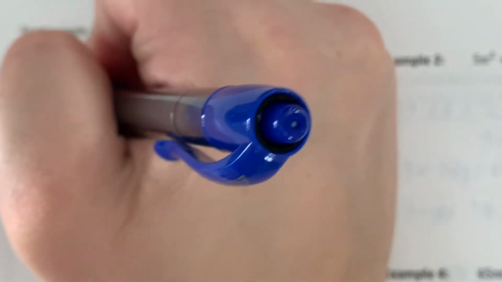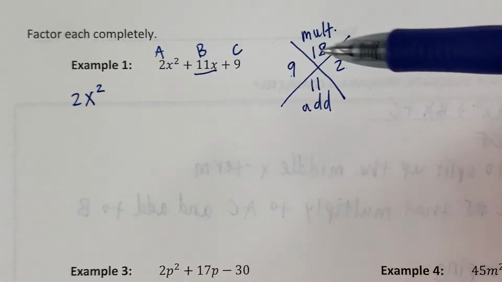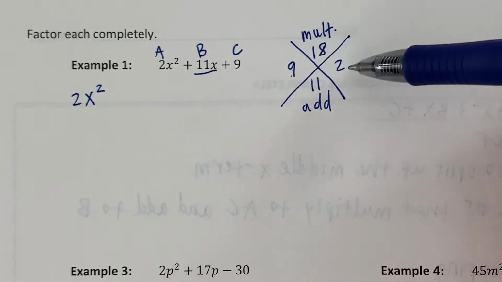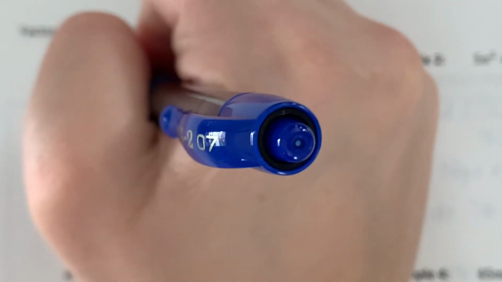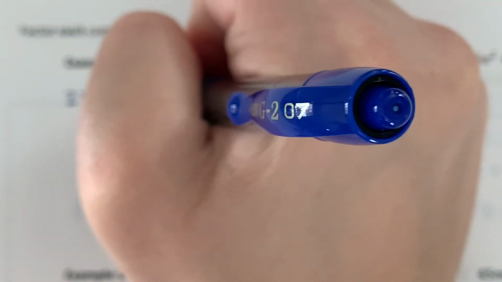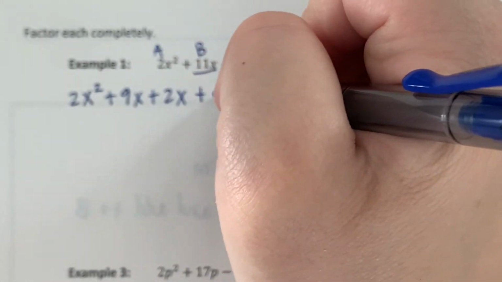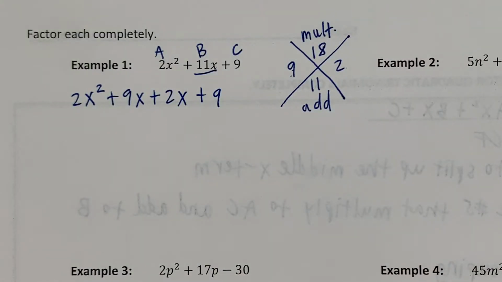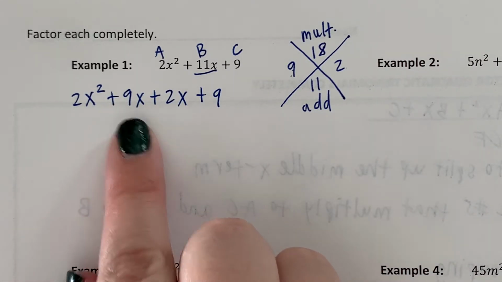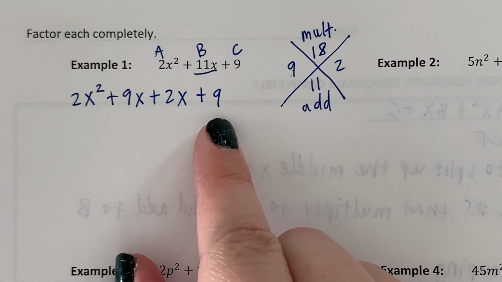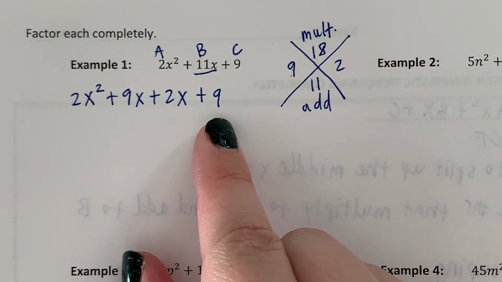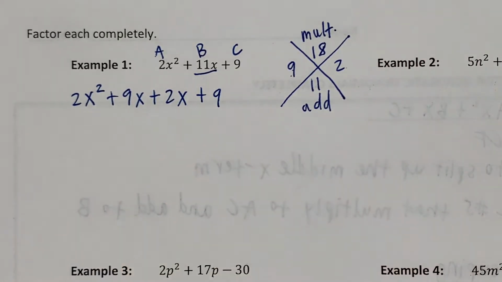So I'll rewrite it. I have 2x squared. Instead of writing 11x, I'm going to split it into 9x and 2x. So plus 9x plus 2x. Don't forget your plus 9. And now I have 1, 2, 3, 4 terms. And now I can do my last step, which is factor by grouping.